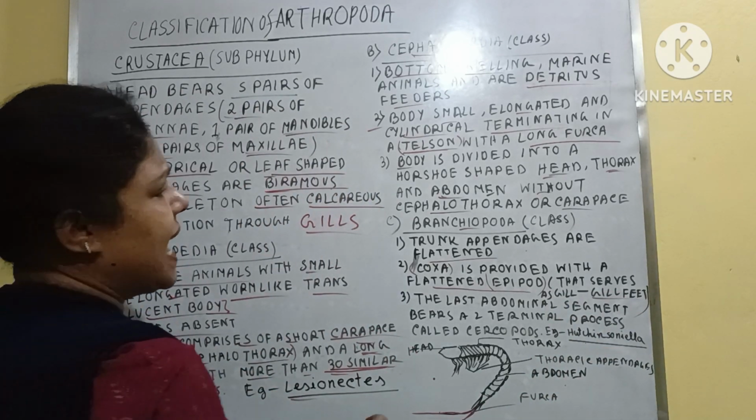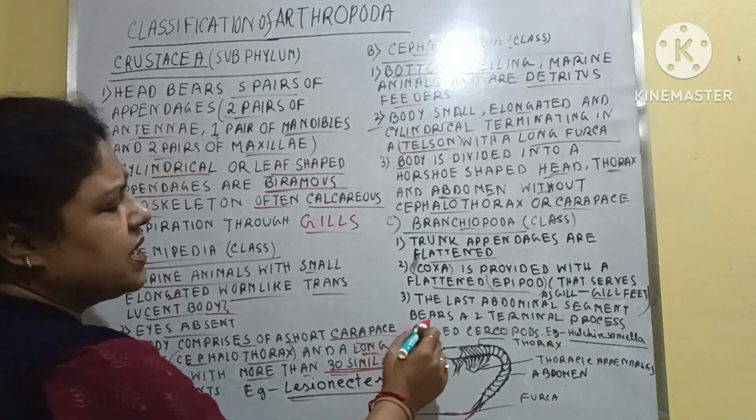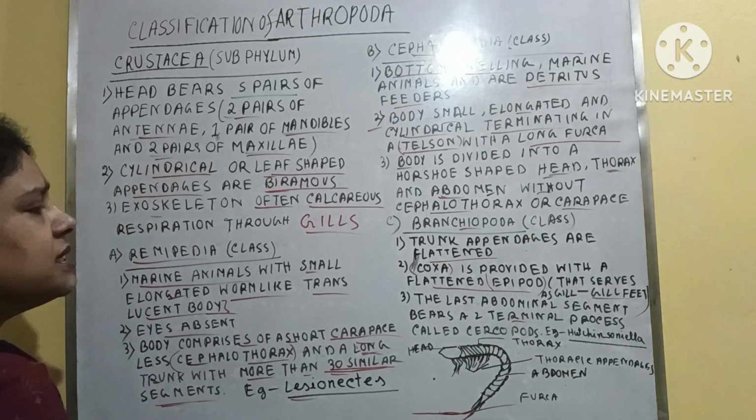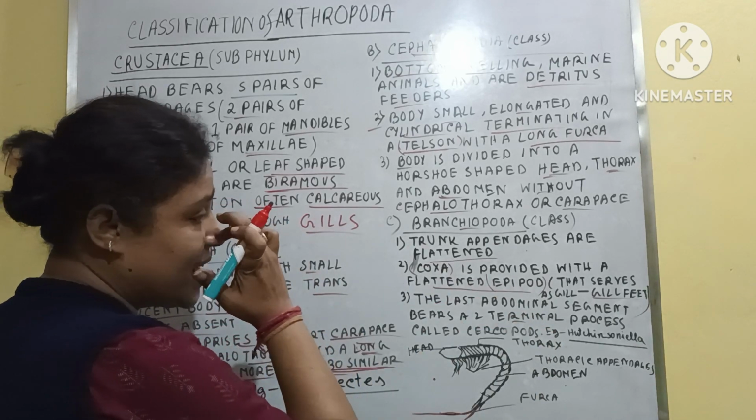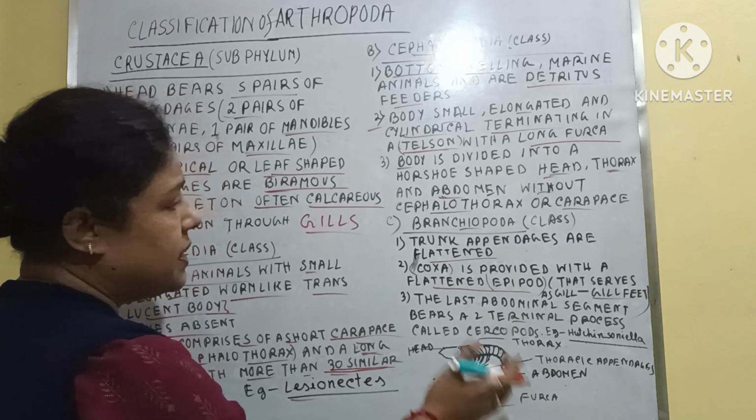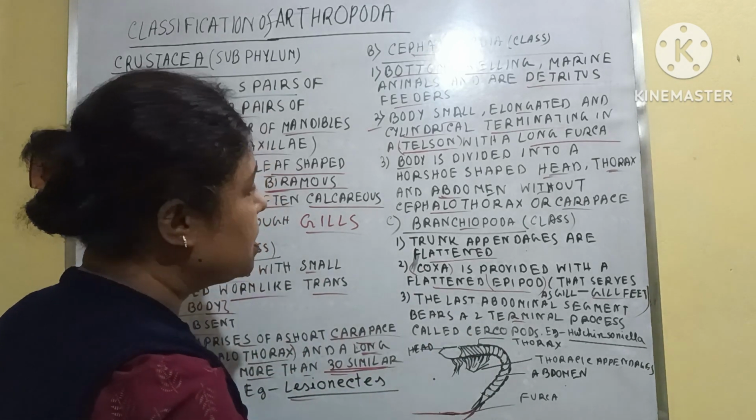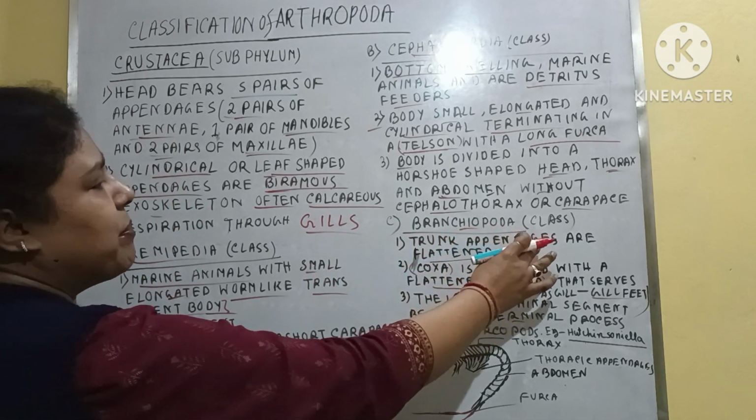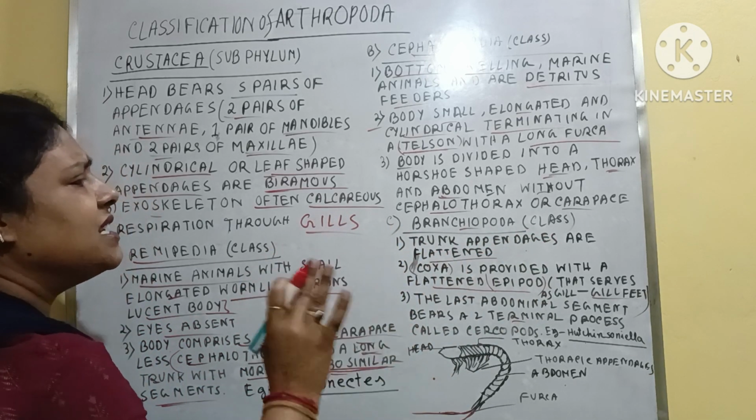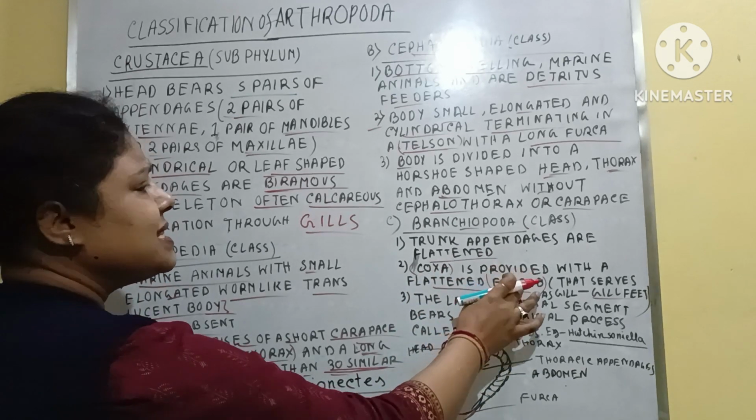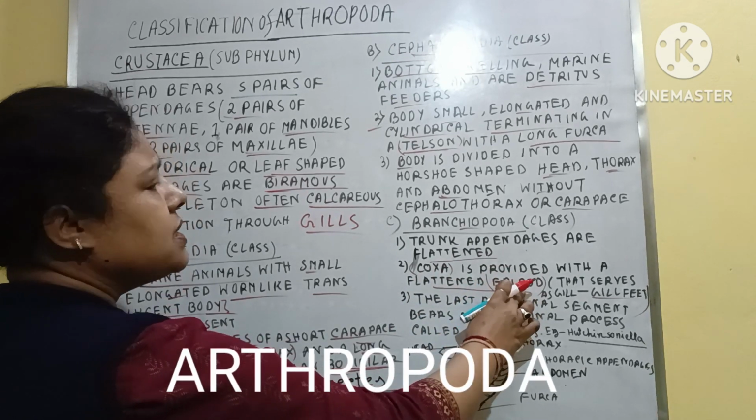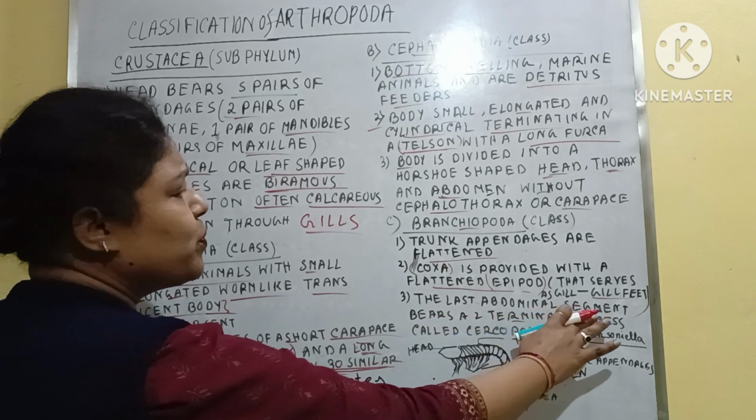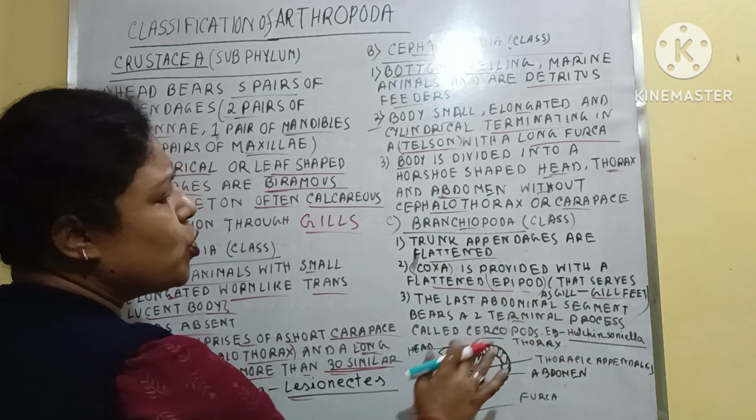Clear? The third point is that the last abdominal segment bears 2 terminal processes called sarcopods. This is the sarcopods. I will explain these features in the next part, where I will explain the subclasses of the Branchiopoda. Then the features are: trunk appendages are flattened, coxa is present and is provided with the epipode. This actually acts as gill, and that's why this class is called the gill feet. And the last point is that there are 2 terminal processes called sarcopods.